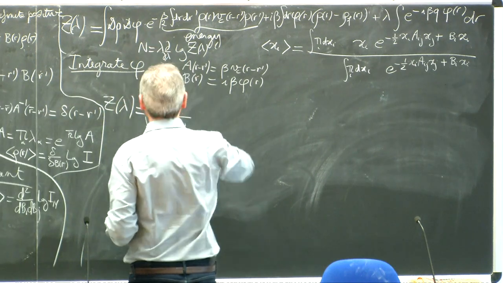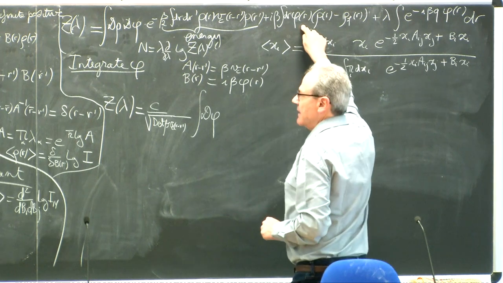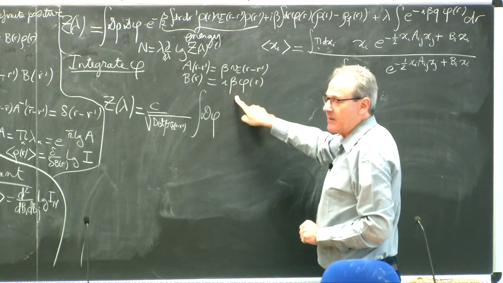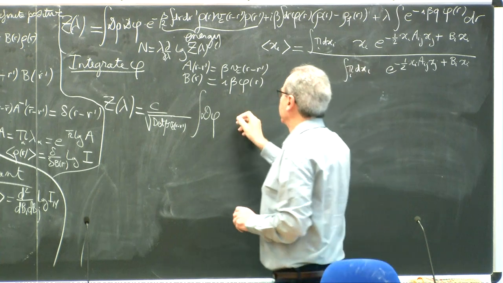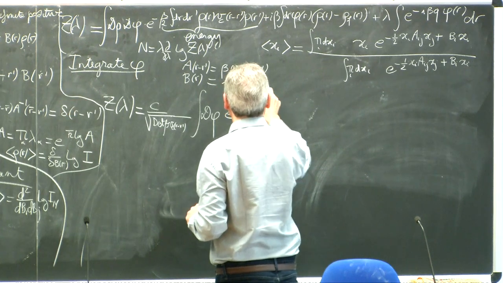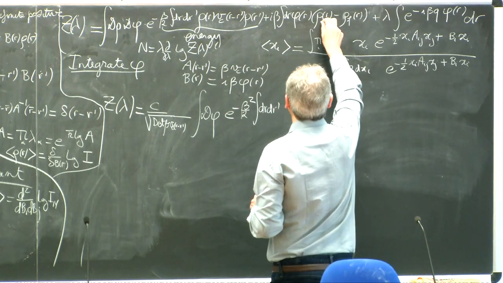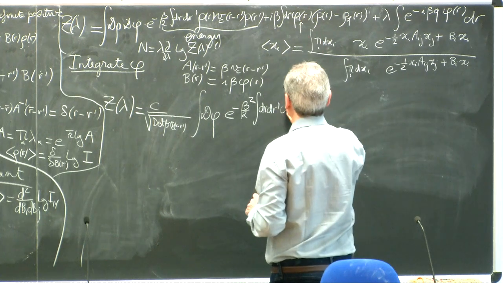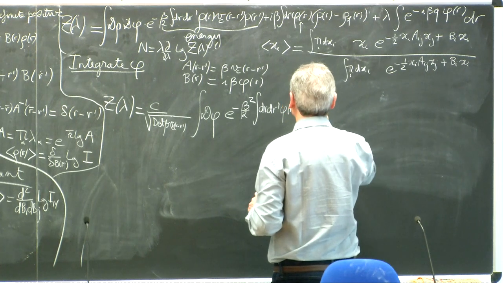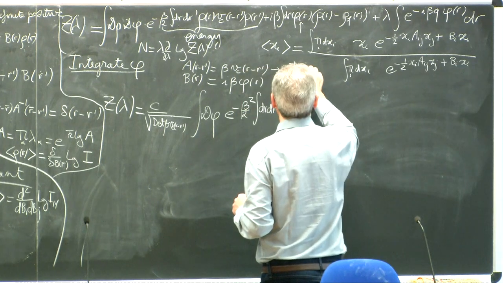And then I stay with an integral over the field phi only. So then I have e to the 1/2, but in b I have i beta, so I'll get minus beta squared over 2 integral dr dr prime phi of r times beta Vc to the minus 1 of r minus r prime, times phi of r prime.